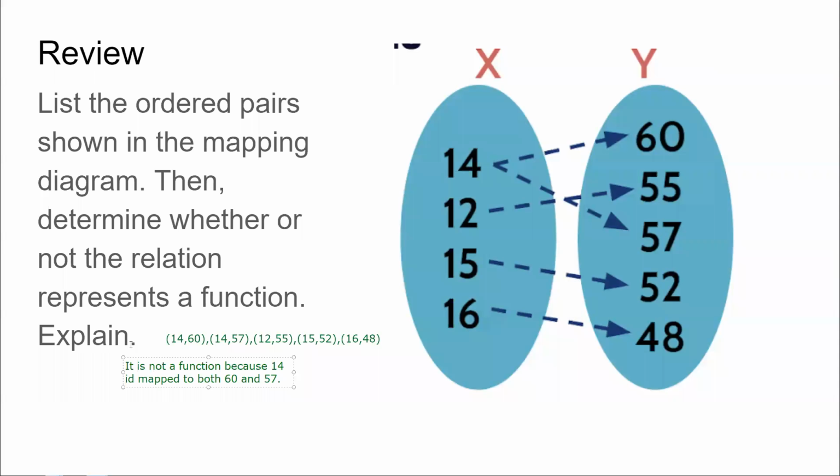Here's your answer. This is the list of the ordered pairs. So we have (14, 60), (14, 57), (12, 55), (15, 52), and (16, 48). And it is actually not going to be a function because 14 is mapped to both 60 and 57. Since there's two arrows coming from an x, that means that it is not going to be a function.